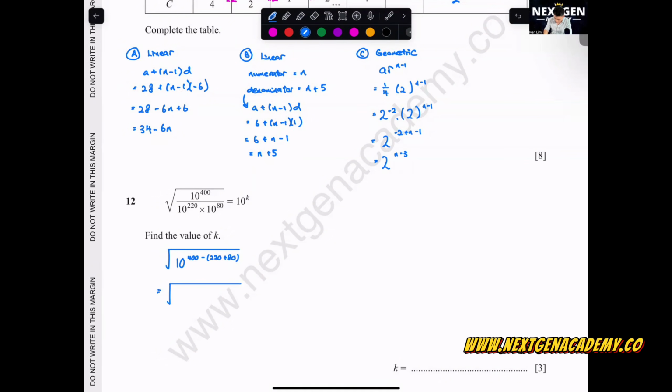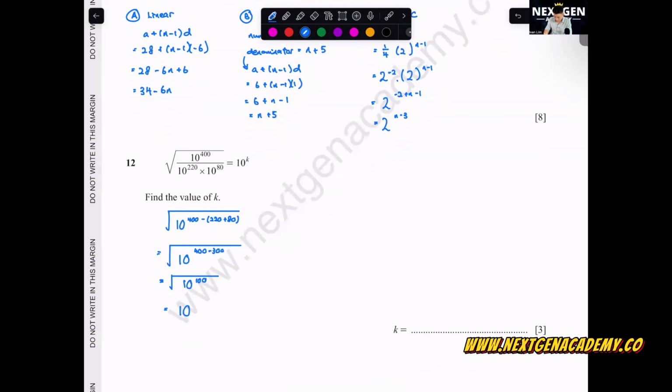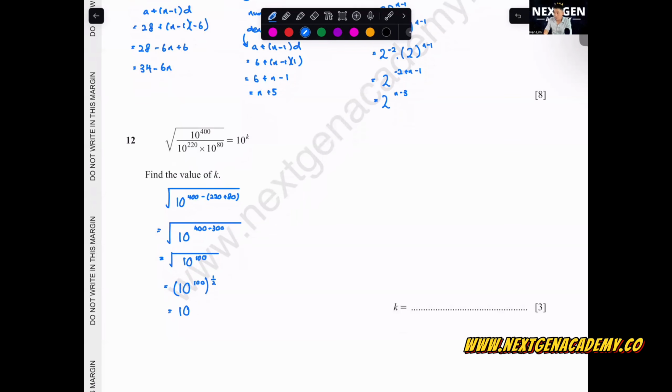Okay, so here will be square root of 10. For 220 plus 80, this one will be 300. So 400 minus 300, which is square root of 10 to the power of 100. Okay, how to do 10 to the power of 100 square root? You can write it like that, 100 times 1 over 2, which will get 10 to the power of 50. Okay, therefore, k is 50. You don't have to write this, k equals to 50. Just need to compare with the right hand side here. Okay, please show some sort of working.